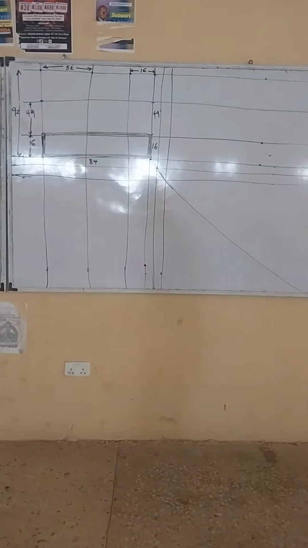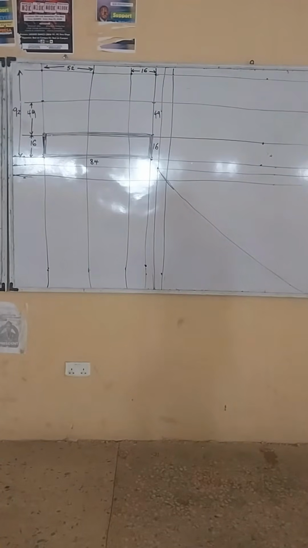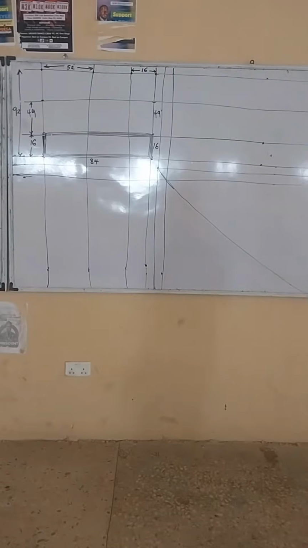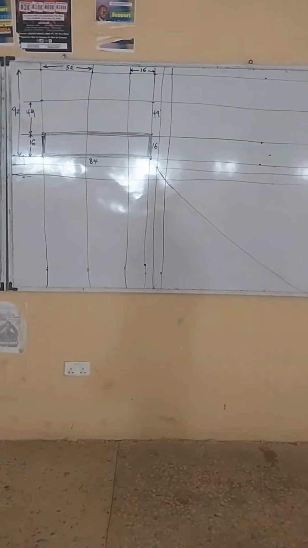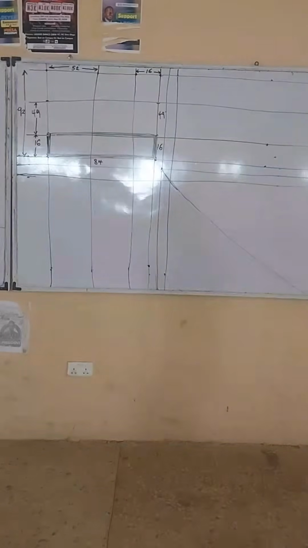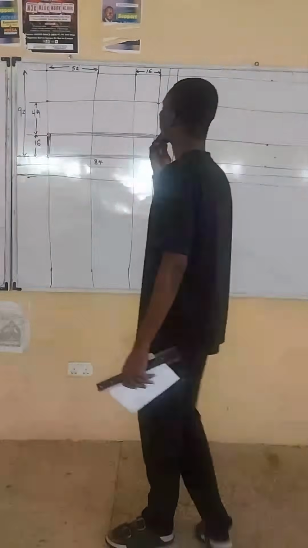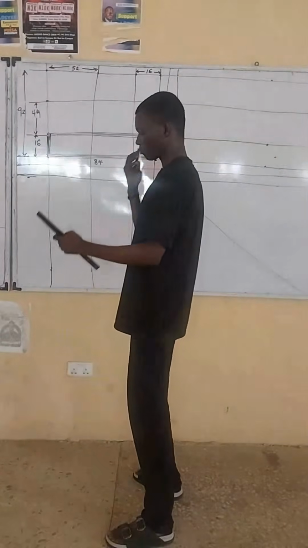5.2 and 1.6. Join 5.2 and 1.6. Okay. I'm sorry, we've gotten the line. Faint line.